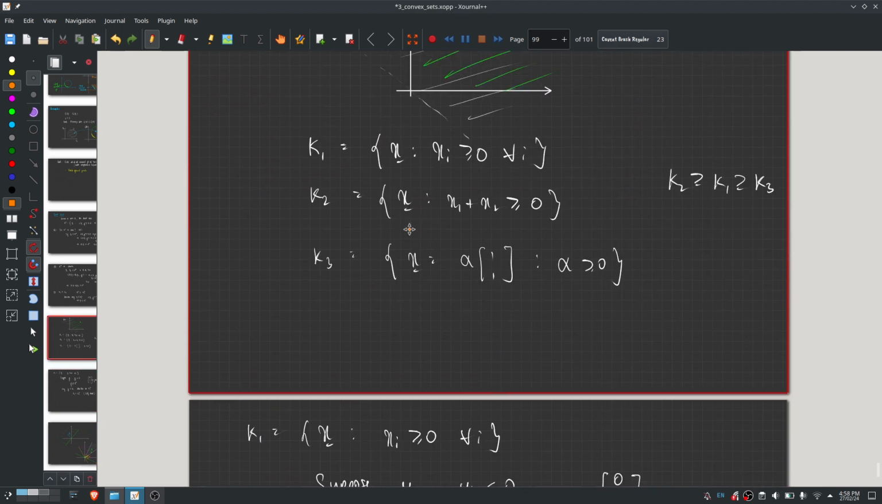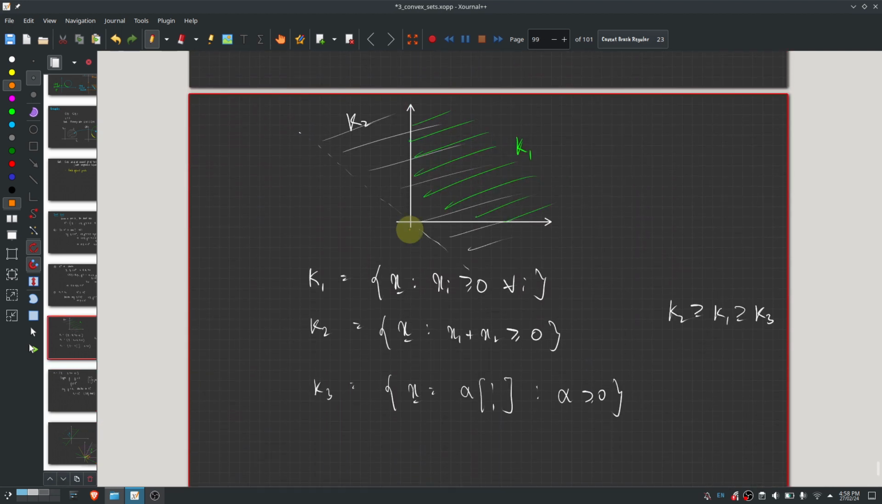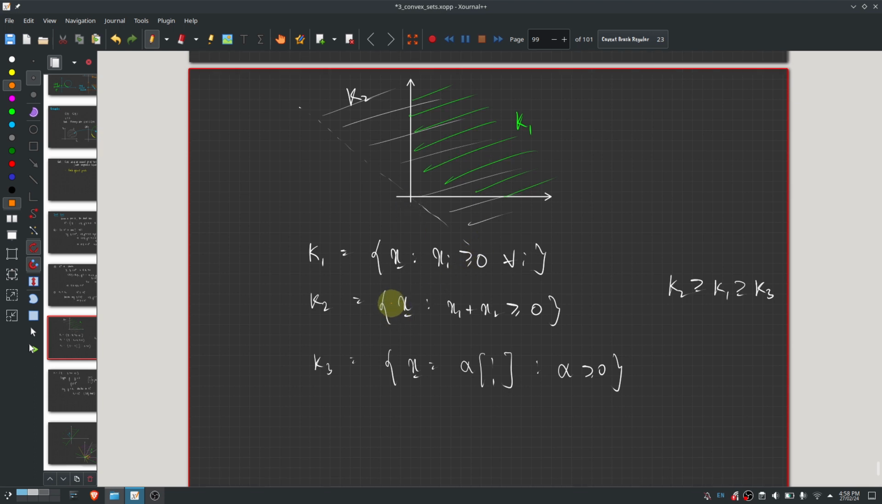So let's go back to the 3 cones that we had. K2 was the set of all x such that x1 plus x2 is greater than or equal to 0. So now what is K2 star? What is the dual cone of K2?